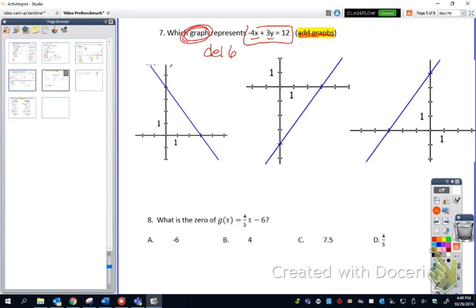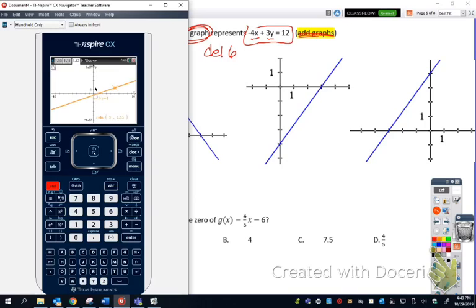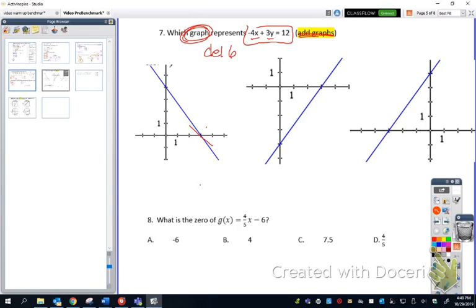Now, when I delete 6, I want to look for the one that looks exactly like it. So I'm going to graph it. So go to 2, delete 6, and I have to type in that whole thing. So negative 4x plus 3y equals 12. Now, look at where it touches. It touches at negative 3. So this does not touch at negative 3. That does not touch at negative 3. This one touches at negative 3.